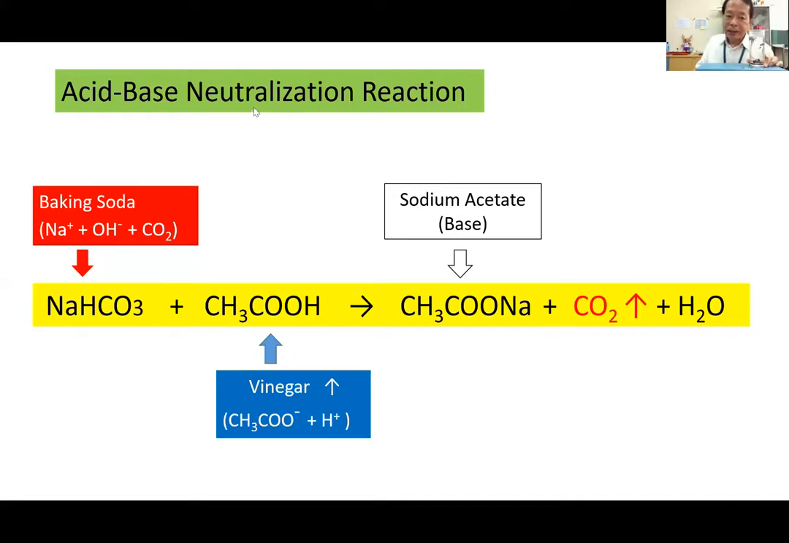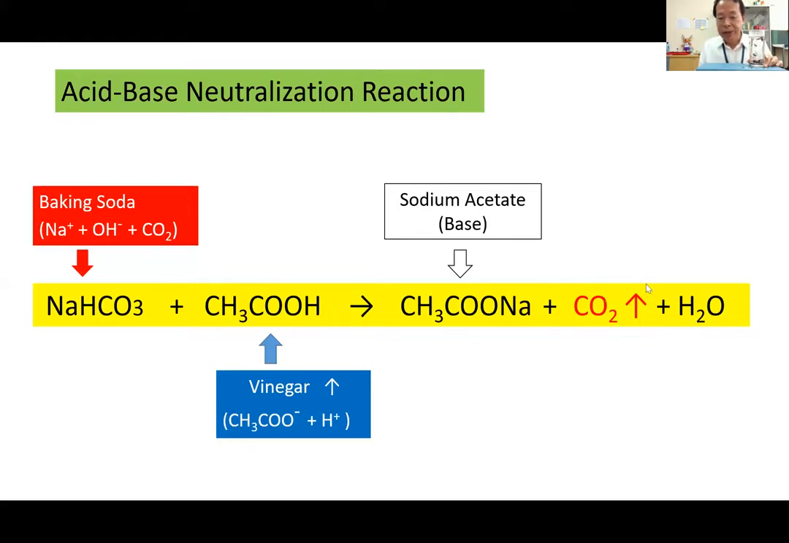Then the neutralization reaction has started. Then it produces sodium acetate. It's a base. Then at the same time, it produces carbon dioxide and water.